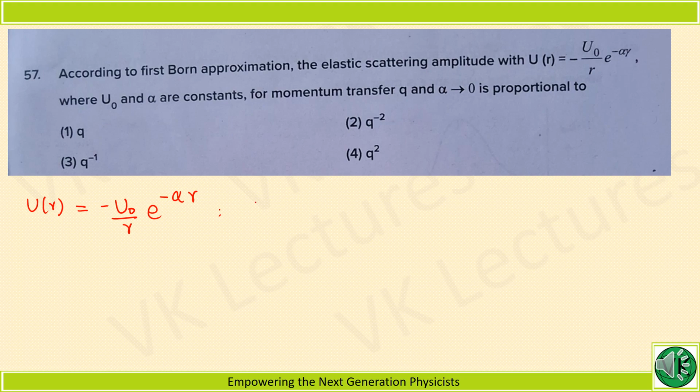Now we have to find the approximation when alpha is tending to 0. The Born approximation for the scattering amplitude is: f of q is proportional to the integral of e to the power i q dot r times U of r, d cube r. And what is q? q is the momentum transfer.